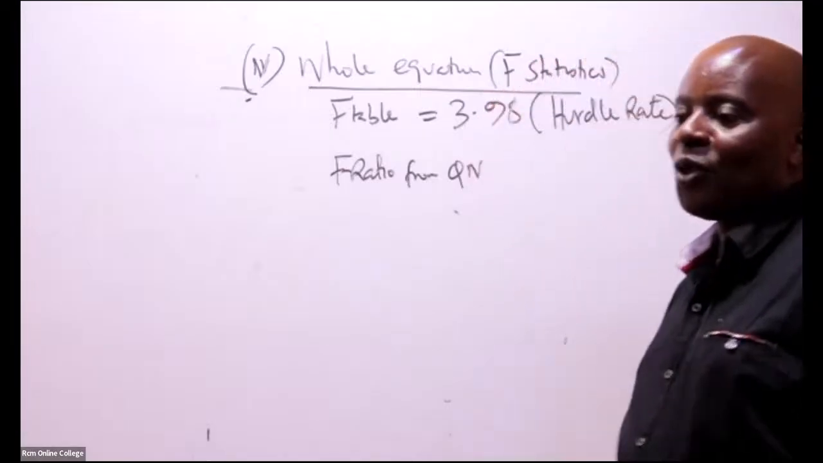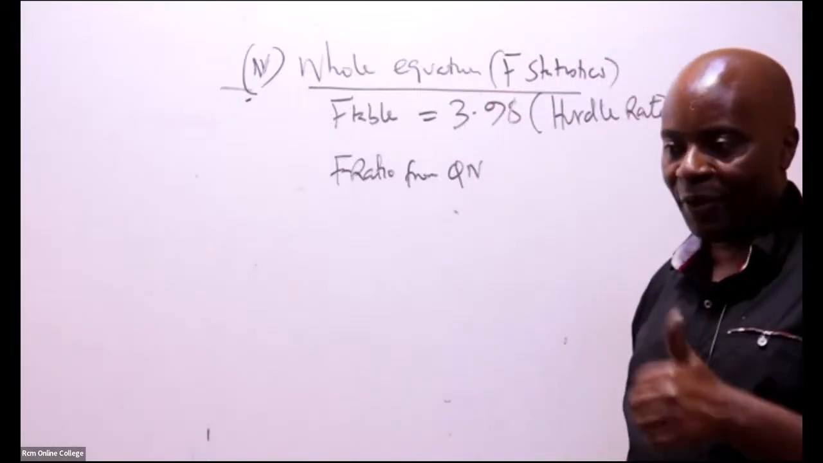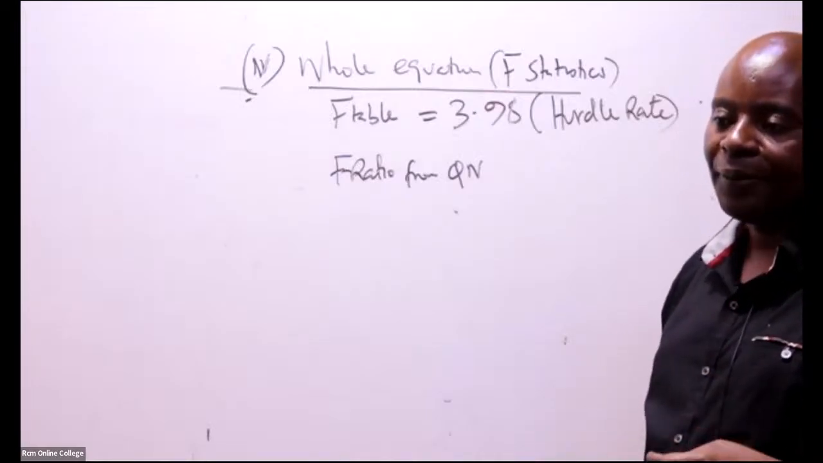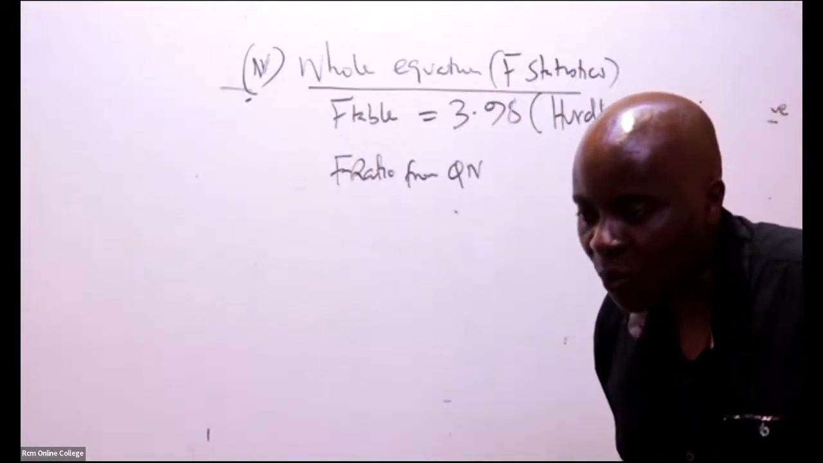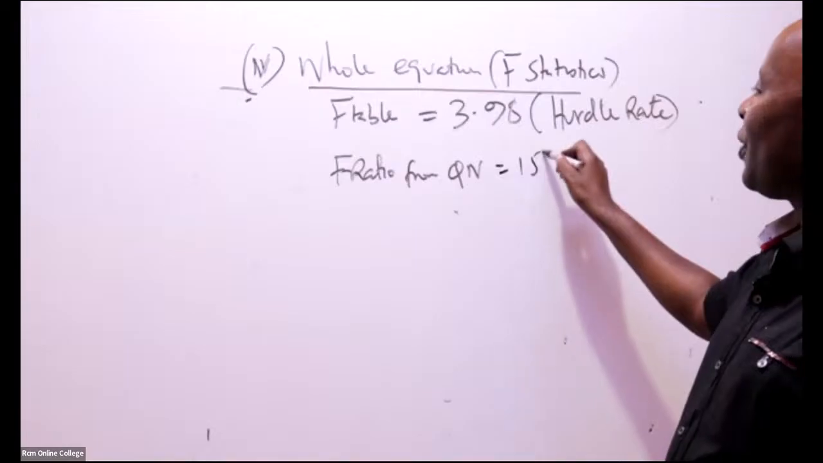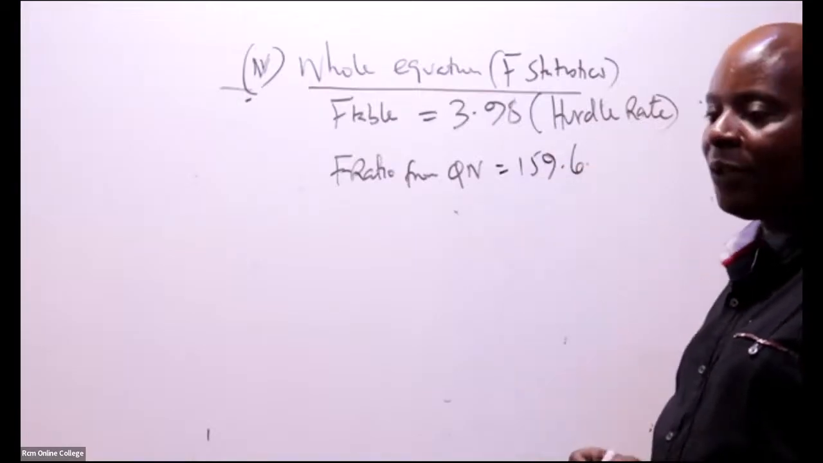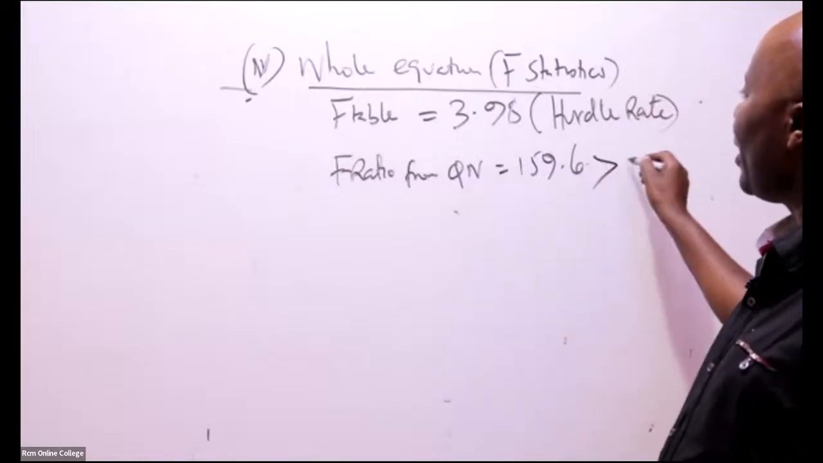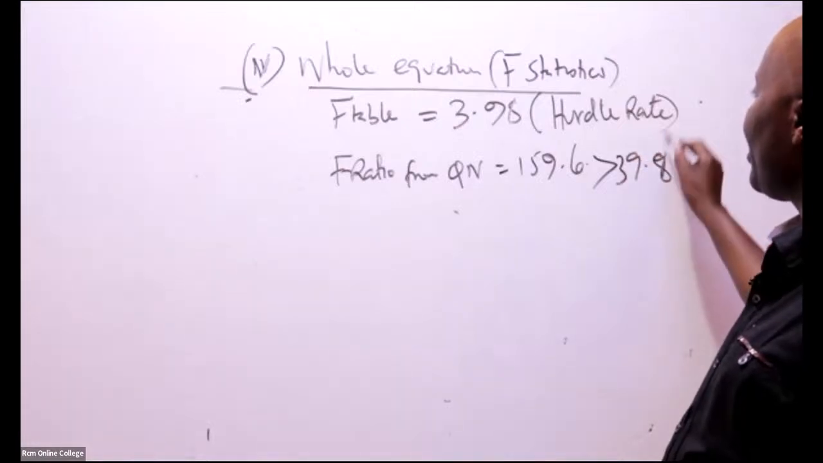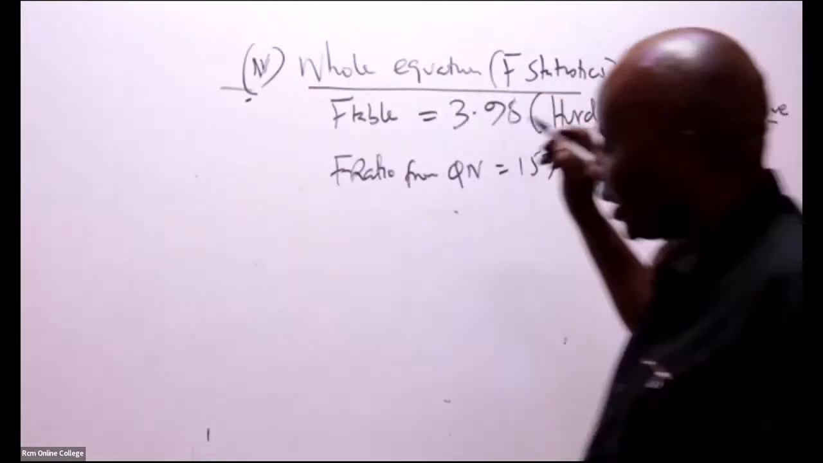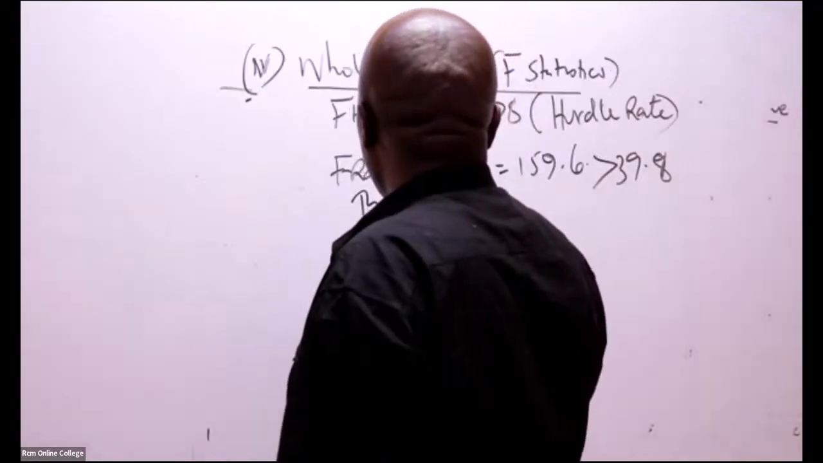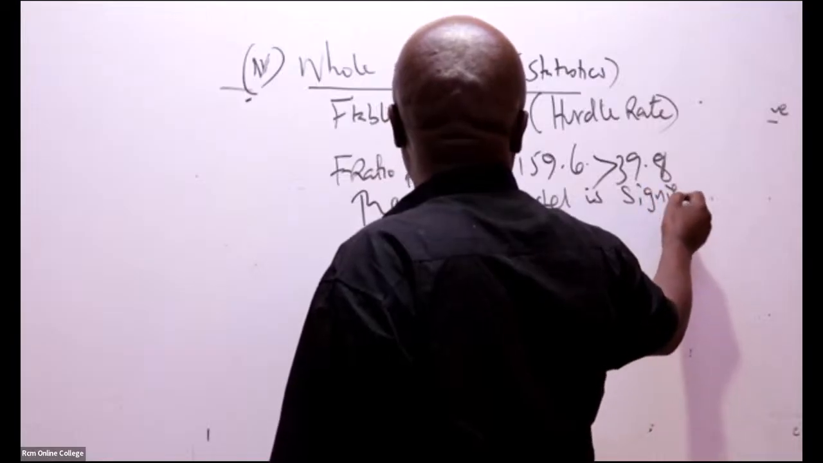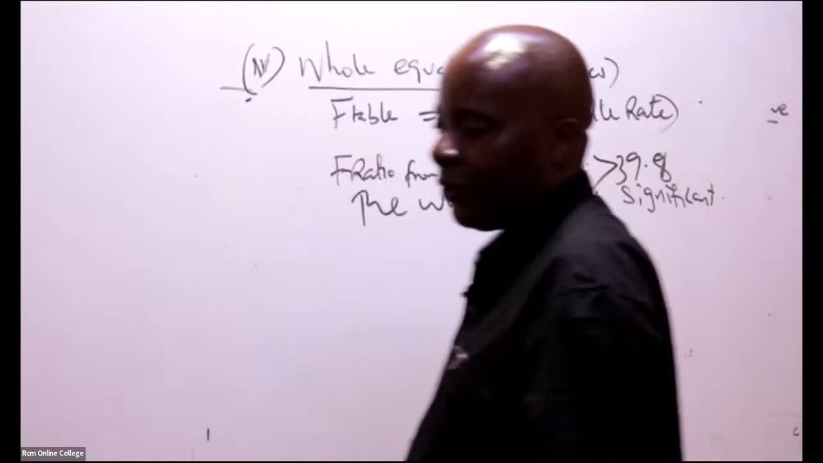Yes. So you compare, in this case, this hurdle value, which has been given, to the F ratio from the question. Somebody is giving us 159.6. So in this case, is the model significant or not? This is really more than the 3.98. It's more than the 3.98, meaning that the whole model is significant.